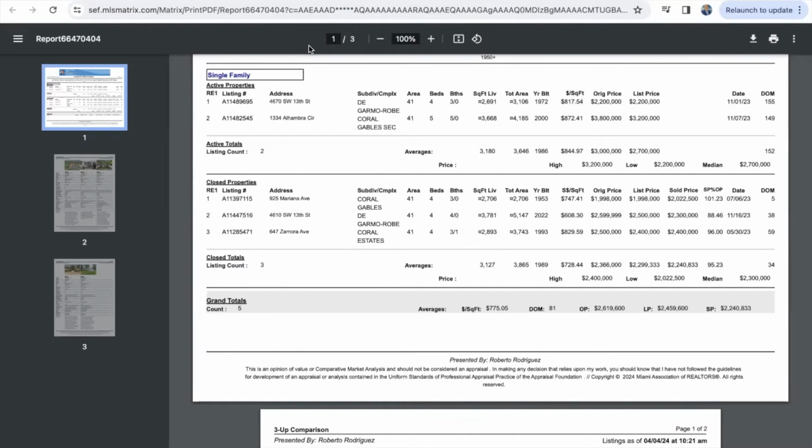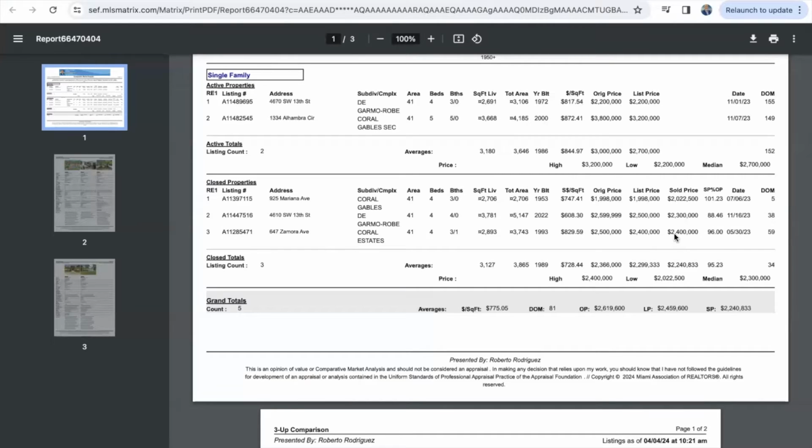Next up, we have a property here that sold at $2.3 million. It sold at 88.5% of the original list price, so it sold below asking price. Originally, they were asking almost $2.6 million. They ended up accepting $2.3 million, so $300,000 less, in only 38 days.